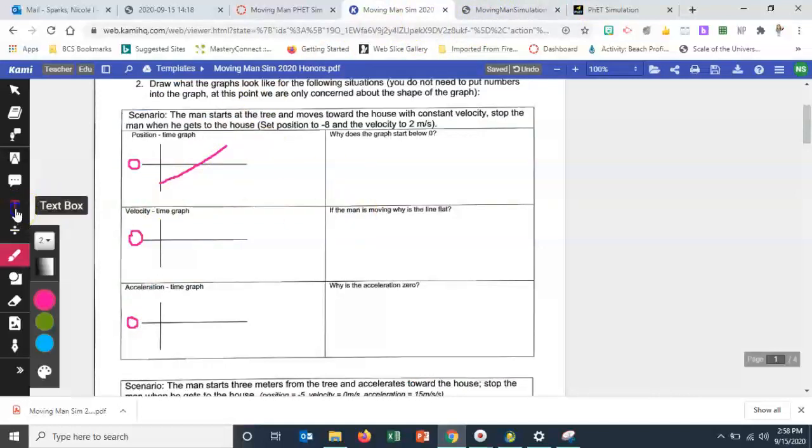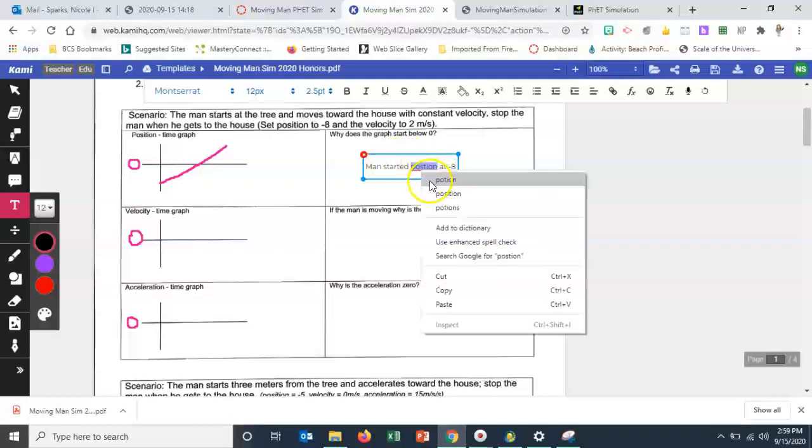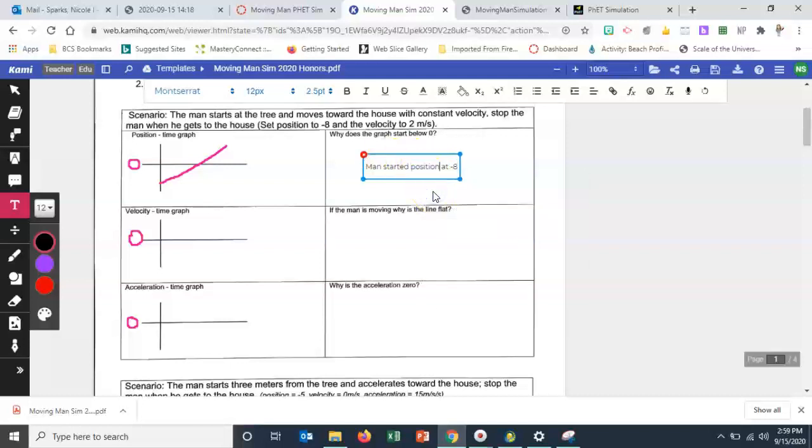So then we're going to answer the question that goes along with it, which is why does the graph start at 0? And the graph starts below 0, sorry. He starts below 0 because we positioned him there. Man started position at -8, and that's all. Whoops, can't spell. You guys know that by now. All right, so man started position at -8. So we started him here and then moved up this way.